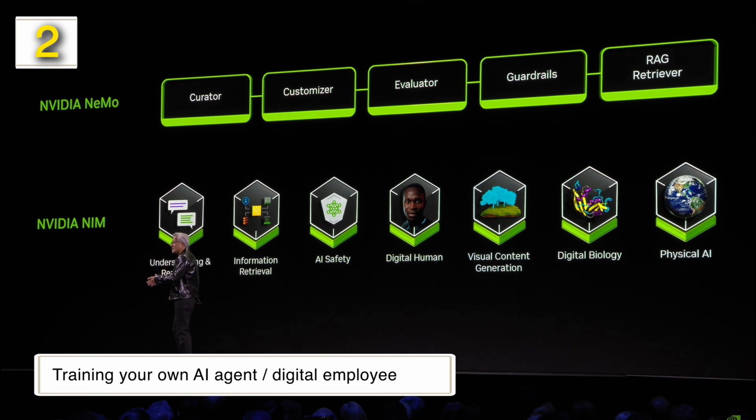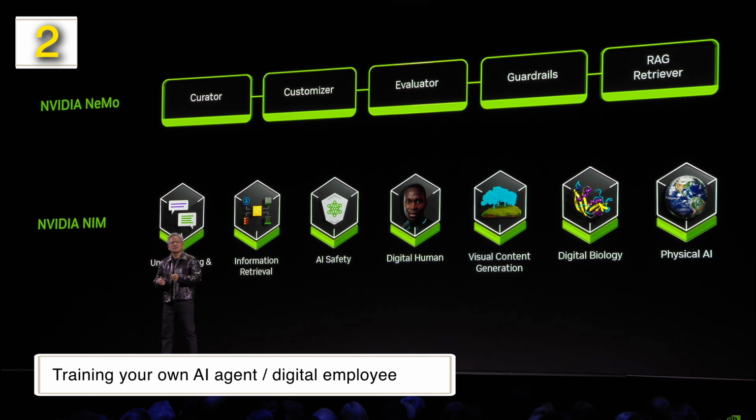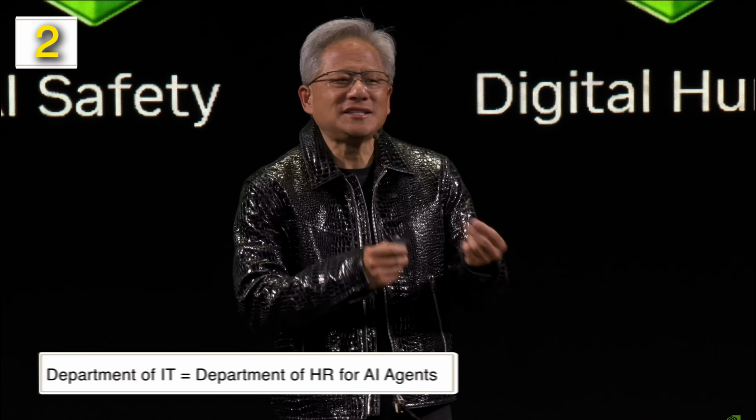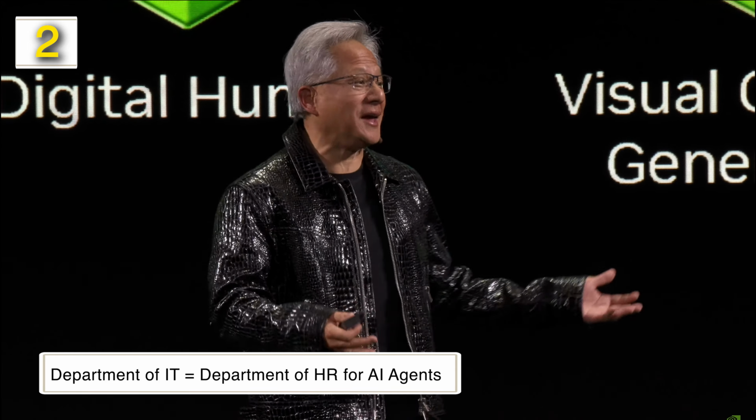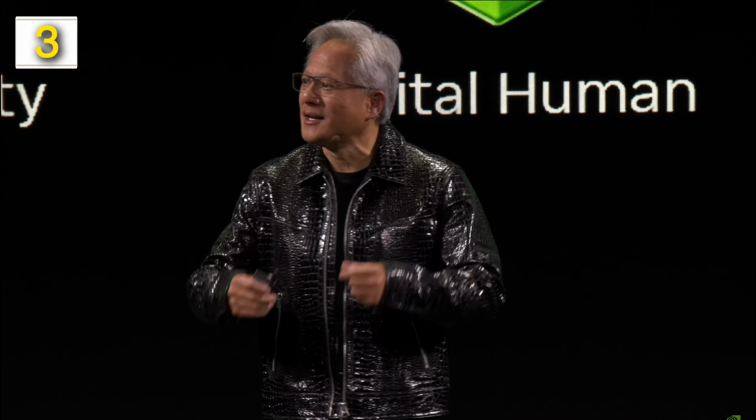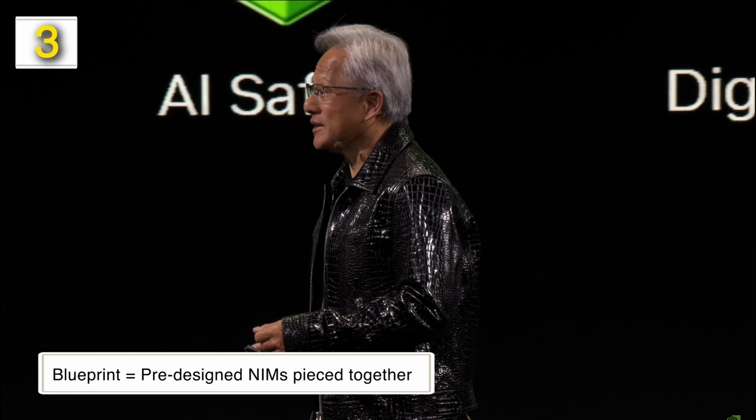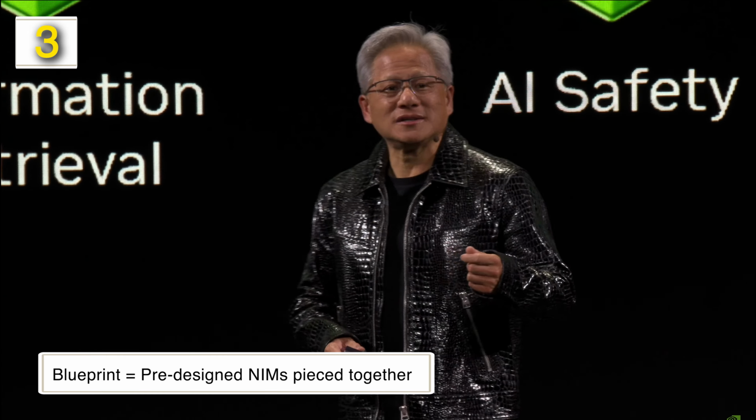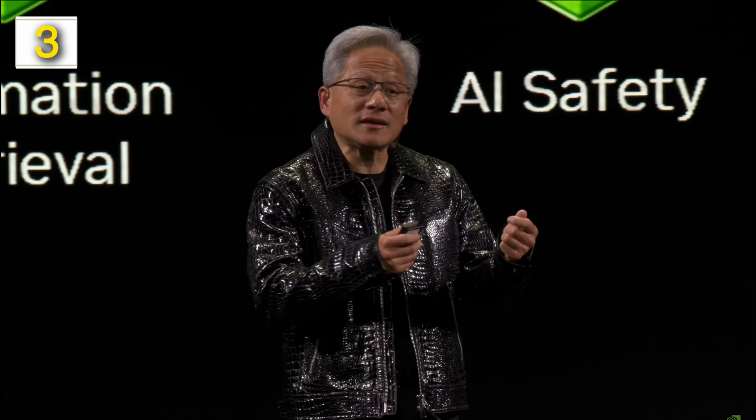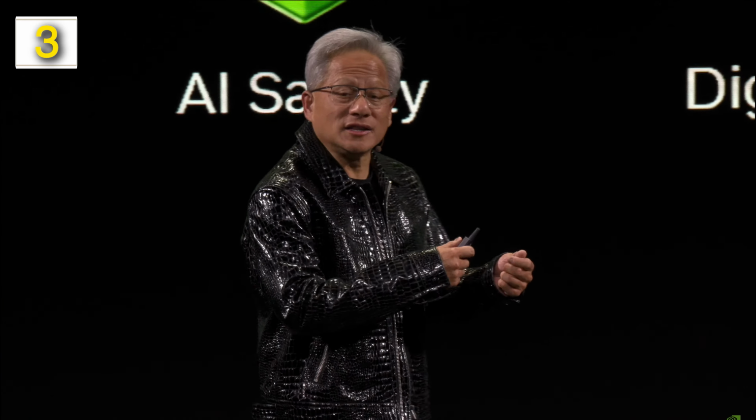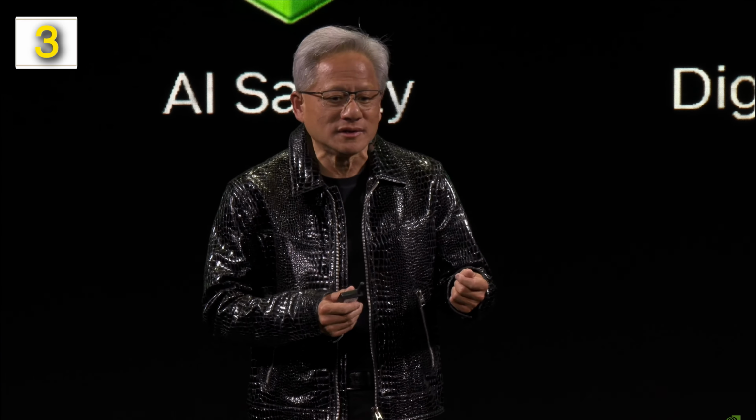These are the things you're not allowed to say. And we even give them access to certain information. The IT department of every company is going to be the HR department of AI agents in the future. And on top of that, we provide a whole bunch of blueprints that our ecosystem could take advantage of. All of this is completely open source, and so you could take it and modify the blueprints. We have blueprints for all kinds of different types of agents.